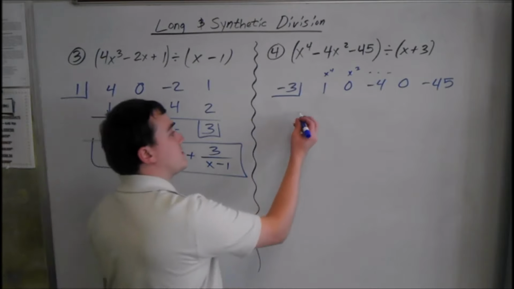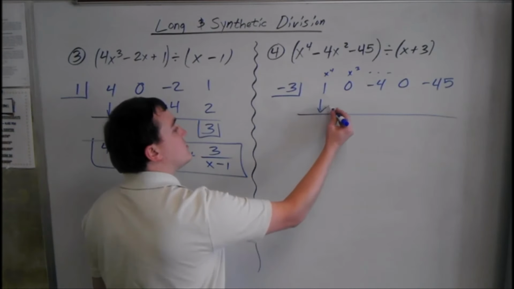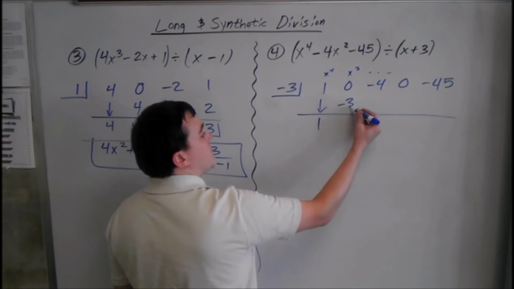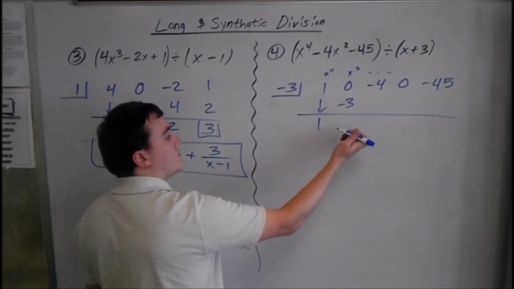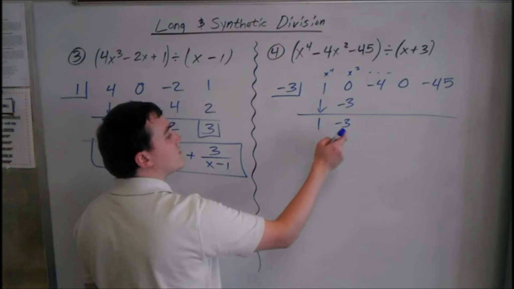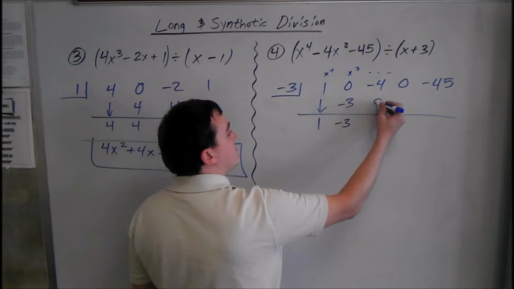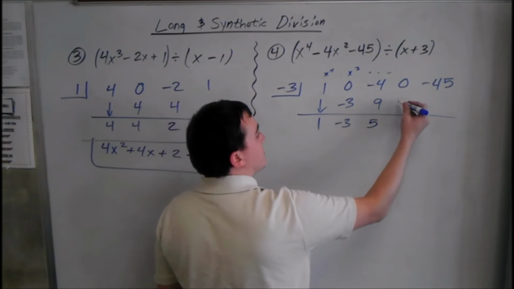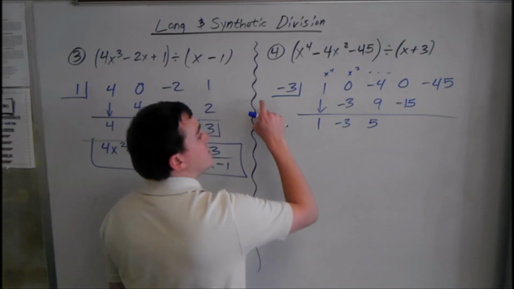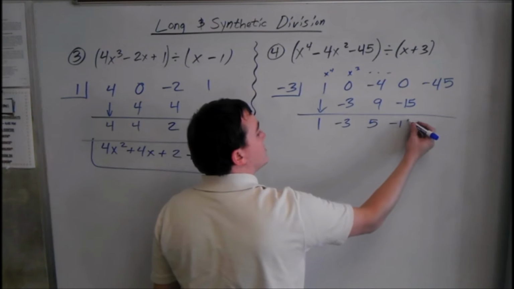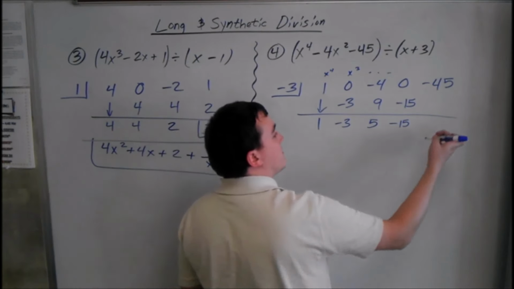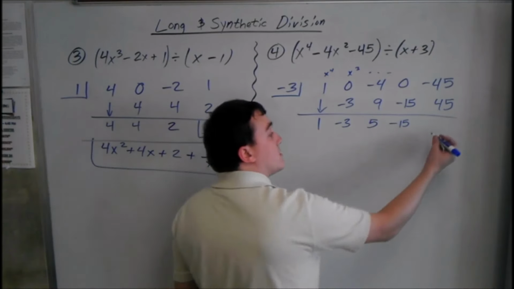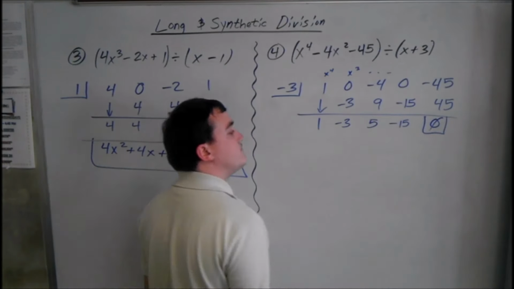And then we do the same process as we just did before. We drop the first, so 1 drops down. Negative 3 times 1 is negative 3. And then we add, 0 plus negative 3 is negative 3. Negative 3 times negative 3 is 9. And we add, that becomes 5. Negative 3 times 5 is negative 15. And then we add, negative 15 plus 0 is negative 15. Negative 3 times negative 15 is 45. And we add, and this last number is 0, so we have no remainder.